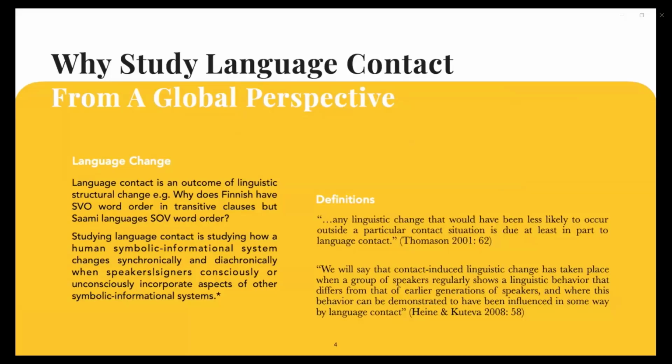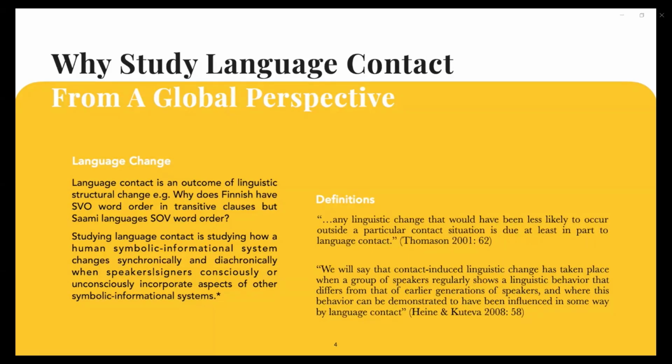I fear that when linguists talk about language change in particular, and as I mentioned before, talking about language contact or bilingualism, it becomes a very linguistic definition, and the human cognitive dimension of it, I feel it's quite hard to see when we have the linguistic structural aspects as the focus. Nonetheless, a more common definition of language contact, for example, Sarah Thomason's definition, is a linguistic change that would have been less likely to occur outside a particular contact situation, due at least in part to language contact.